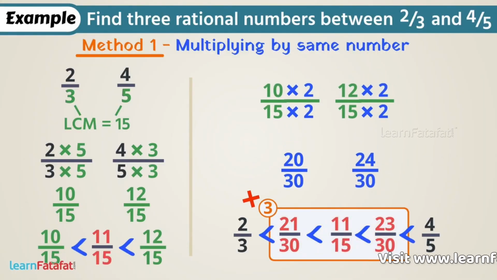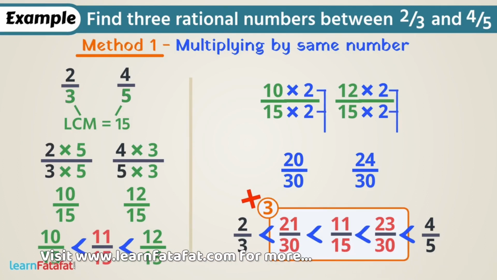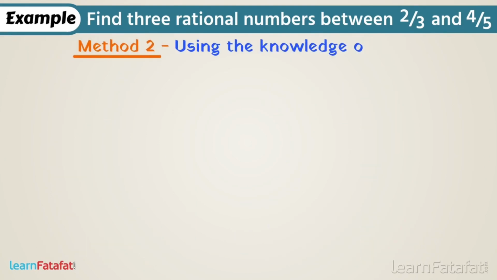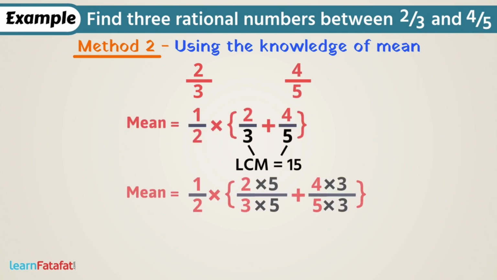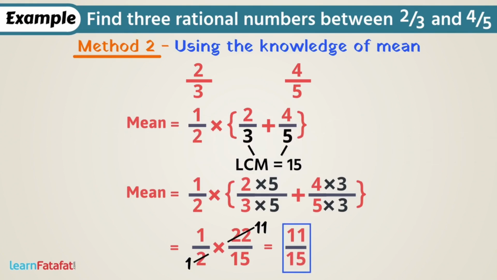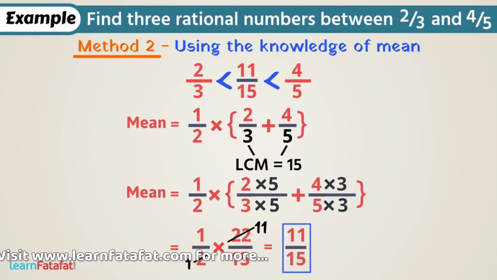If suppose we did not get 3 numbers between given numbers even after multiplying their numerator and denominator by 2, then in such case, we would have tried 3, 4, 5 or other number as well. Another method is by using the knowledge of mean. Let's find the rational number by finding mean of 2 by 3 and 4 by 5. The mean of 2 by 3 and 4 by 5 is 11 by 15. So we got first rational number between the given rational numbers. We write it as 11 by 15 is greater than 2 by 3 and lesser than 4 by 5.